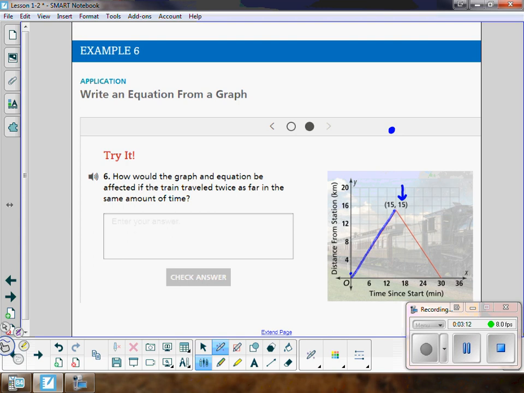All right, so I want you to think about what this graph might do, what equation might make it get there. So that's the try it for you to complete. We'll talk about it in class tomorrow.